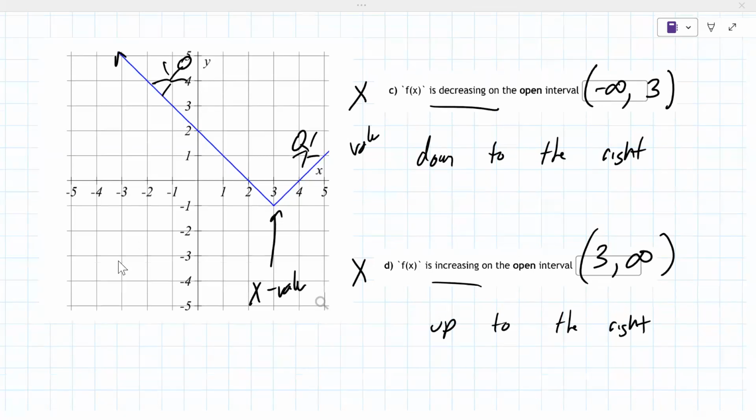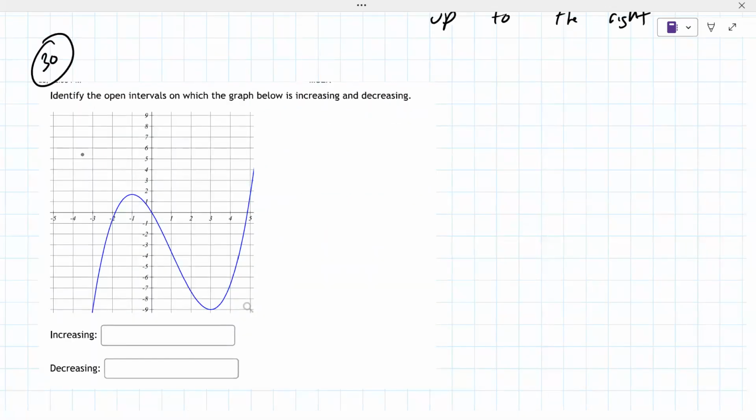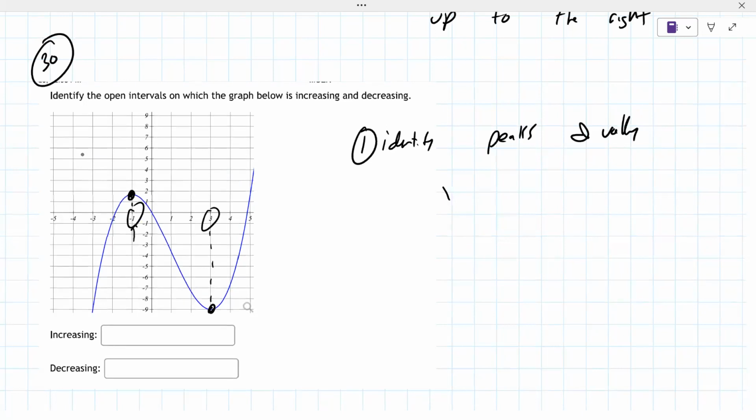This is 30. Looking at the next one, you have to identify the peaks and the valleys. You can see the peak there is at -1 and the valley is at 3. Again, it's the x values that we care about, not the y. I can't emphasize that enough, but that's typically where the problem is. If you want to draw a little stick figure, you're climbing uphill, that's increasing.